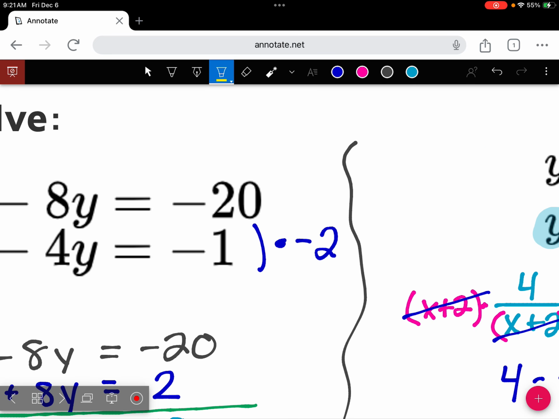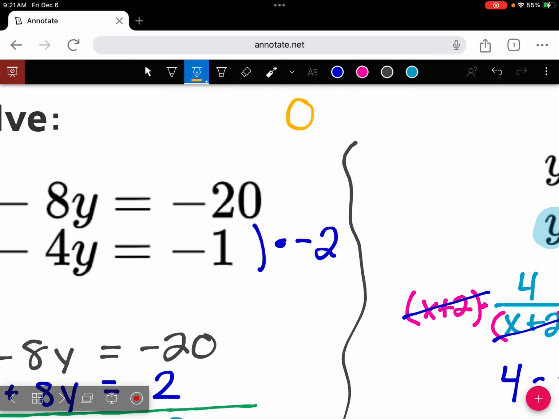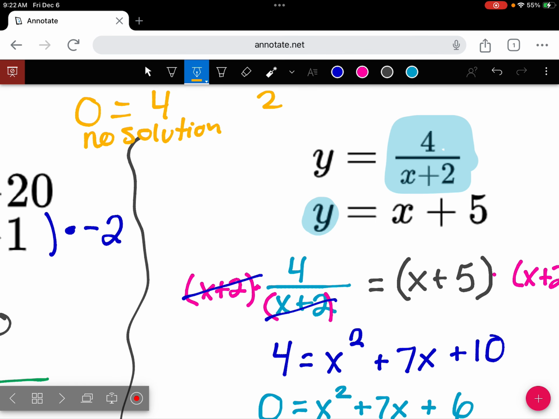If all our variables cancel out and we wind up with something false, like if I wind up with 0 equals 4, so my x's and my y's canceled out, what would we have here? No solution. What if I wind up with something that's inherently true, like 2 equals 2? All real numbers or infinitely many solutions.